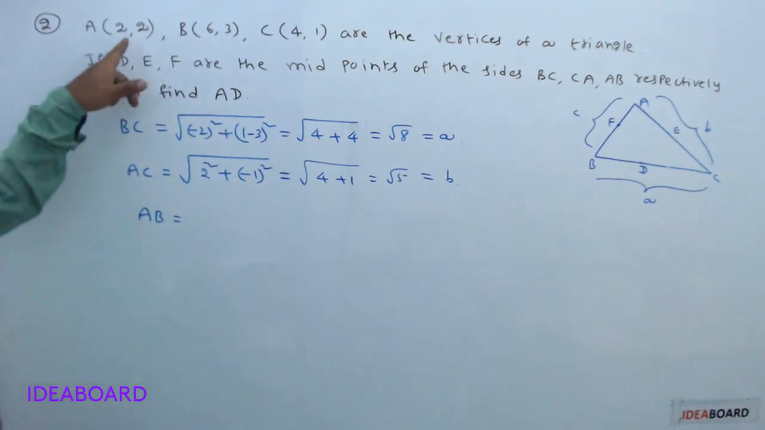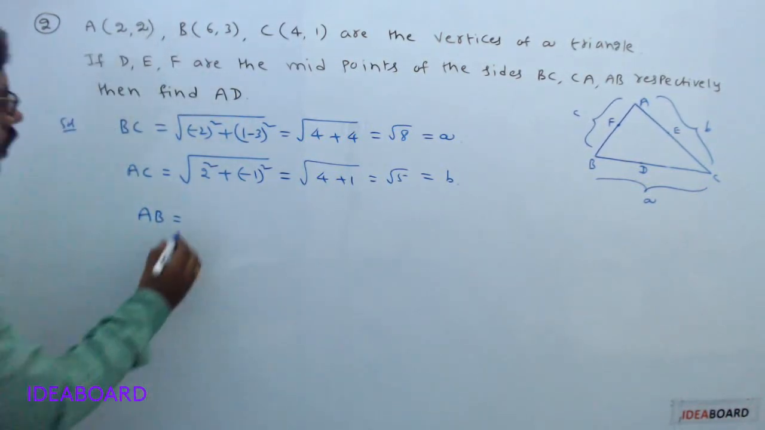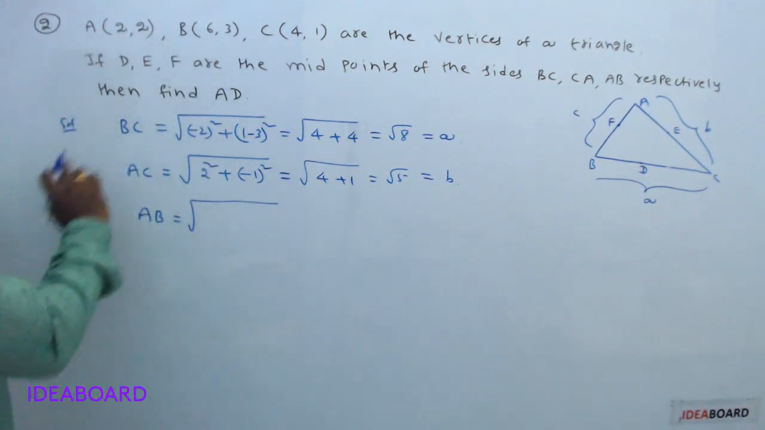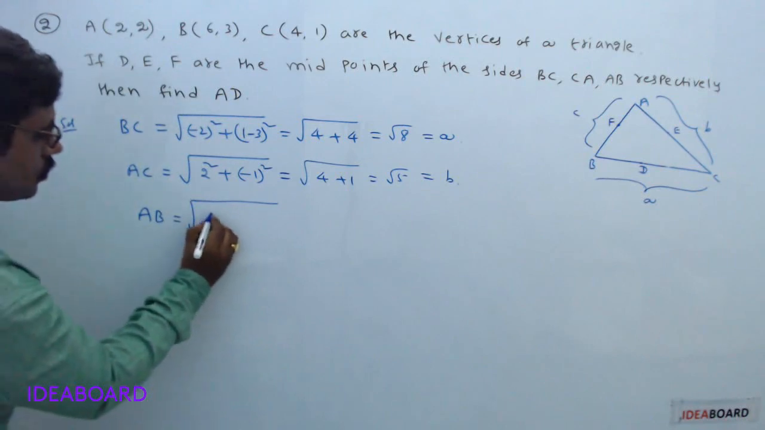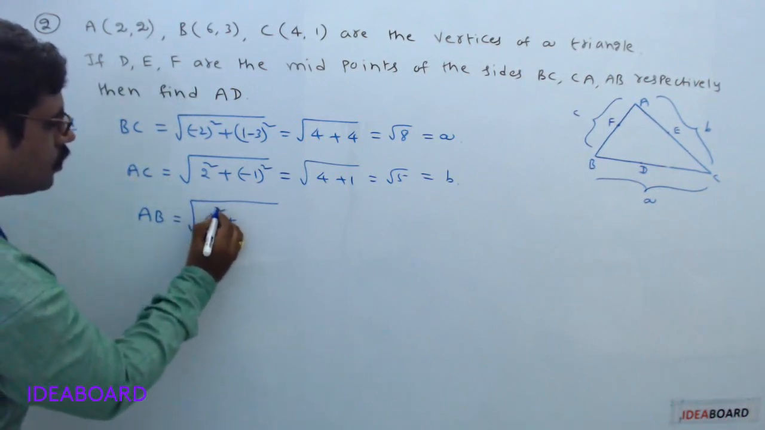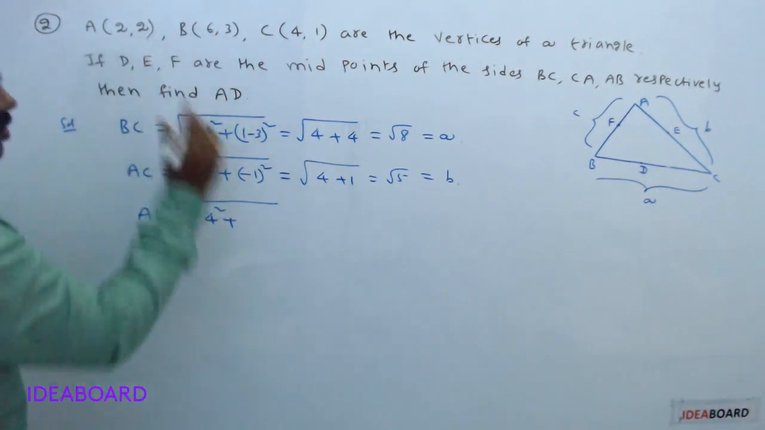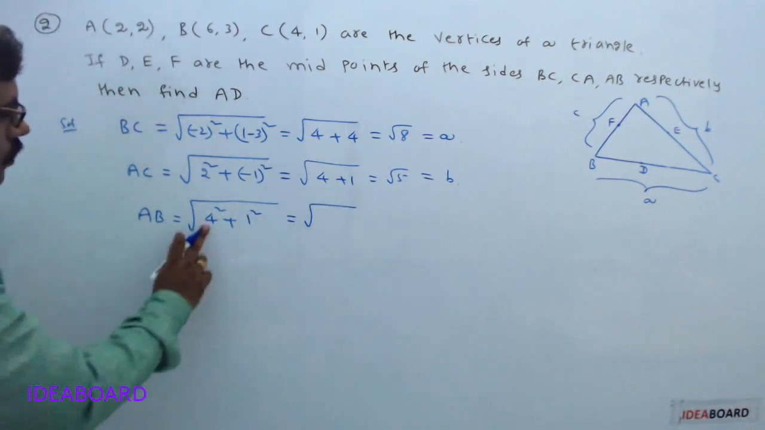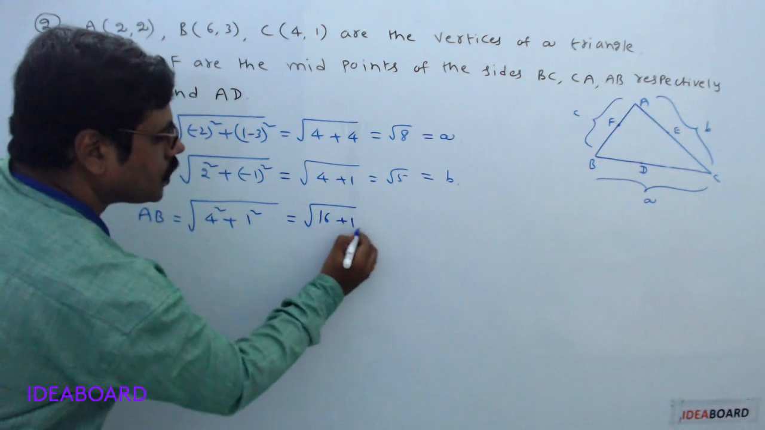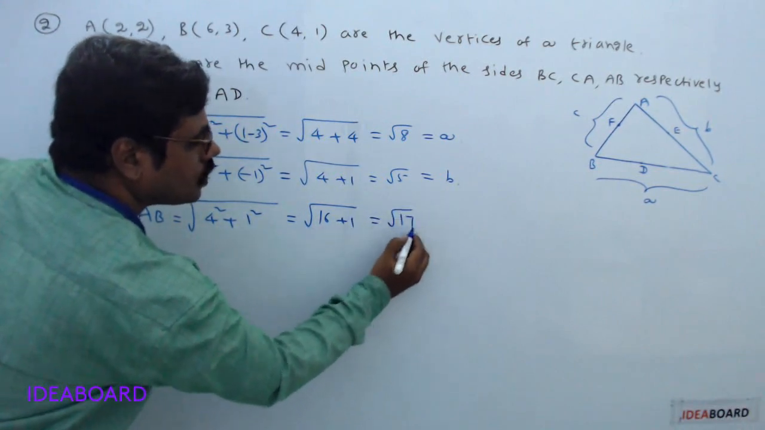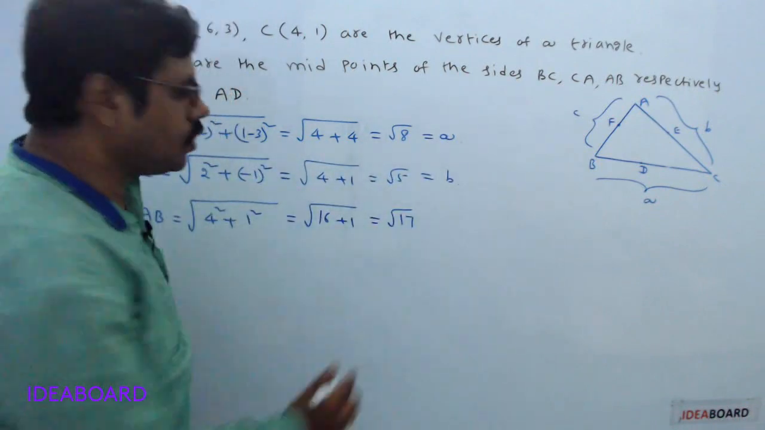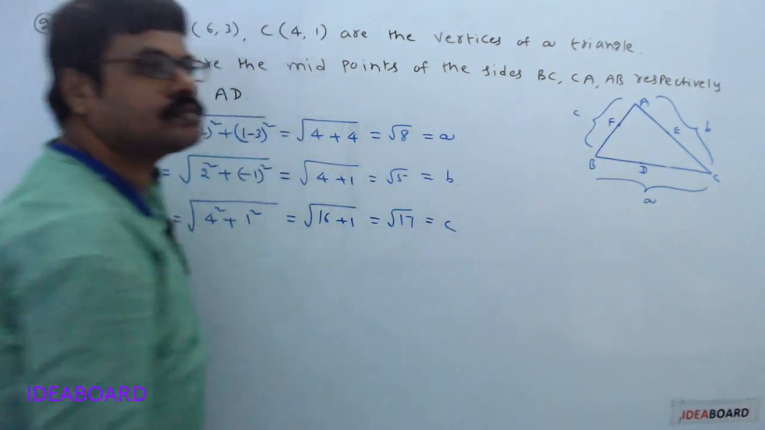Now apply the distance between 2 points formula on A and B. It is the square root of the difference of x coordinates whole square, (6 minus 2) squared, that is 4 squared, plus (3 minus 2) squared, that is 1 squared. Now it is the square root of 16 plus 1, which is root 17. So denote the length of the side AB with c.